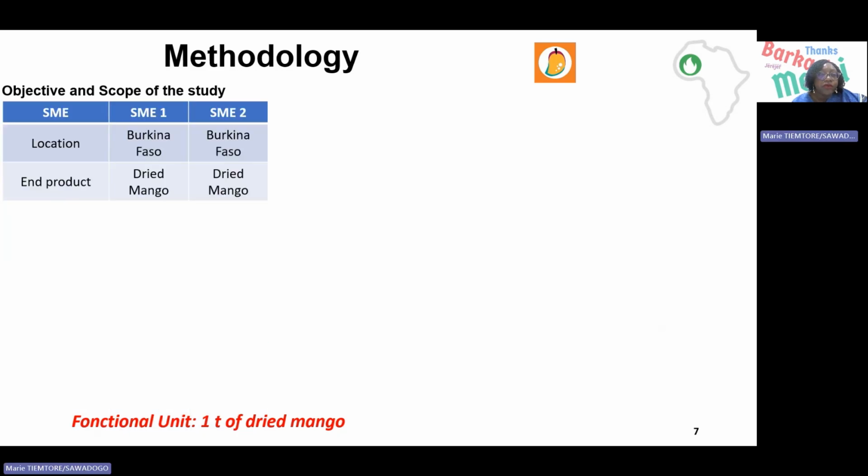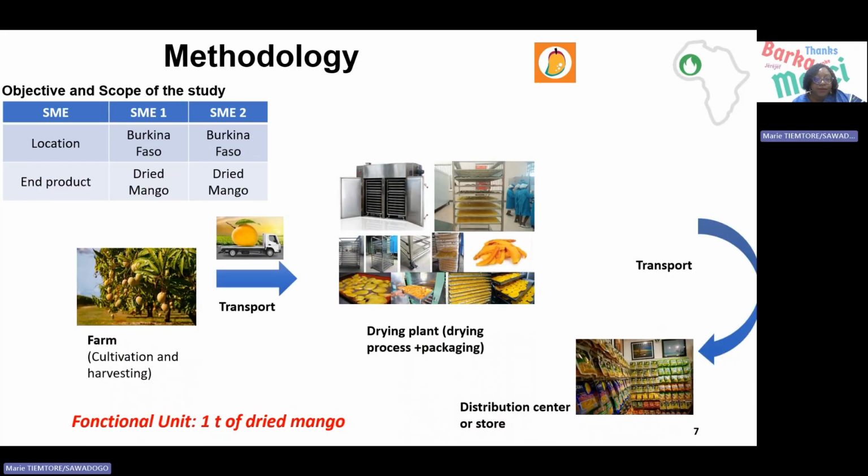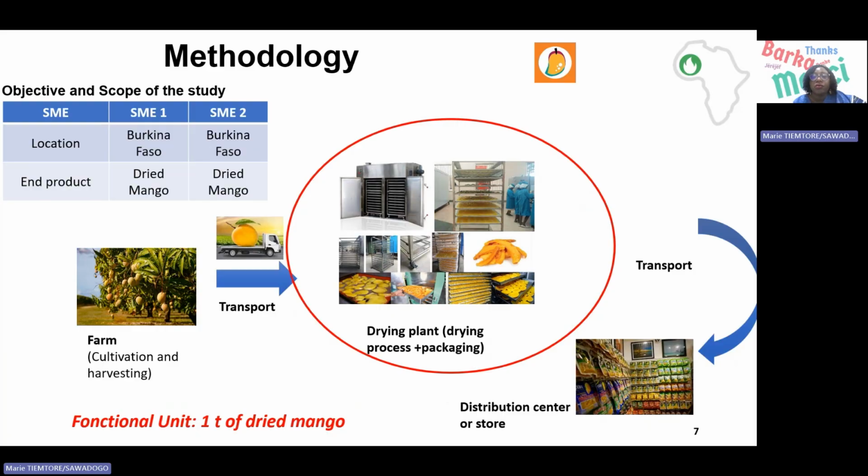For our study, we focus on 2 SMEs in Burkina Faso. The end product is dried mango. For the mango sector, you have many steps. The first step is the farm, for cultivation and harvesting. After this step, you have the transportation of the fresh mango in carts to the drying plants. At the drying plants, you have the drying of the fresh mango to obtain the final product, the dried mango, that will be transported to the distribution centers or the stores. For our study, we only focus on the drying process, so we use a gate-to-gate methodology to do our LCA. Our functional unit is 1 ton of dried mango.